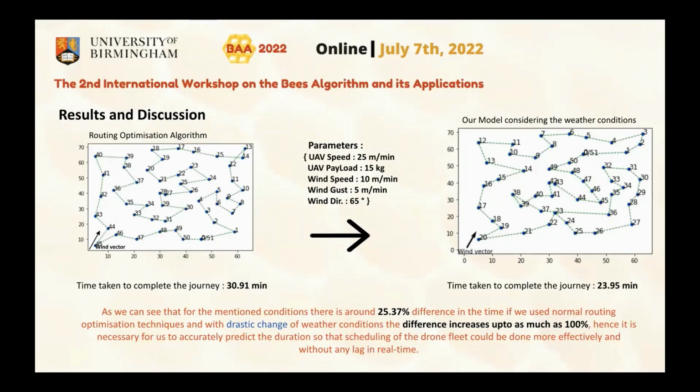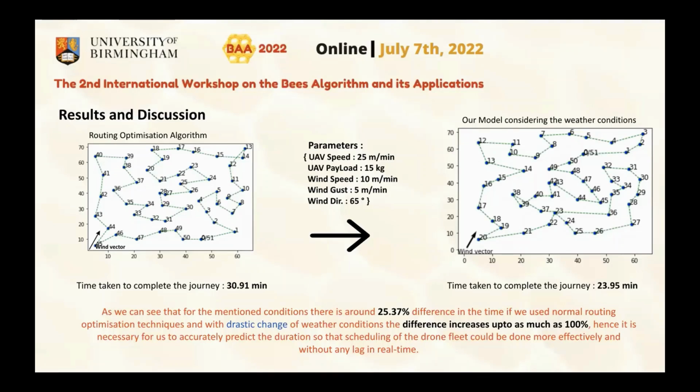So in this slide, we are mainly explaining the result and the discussion which somehow overcomes the problem of time lags in UV path optimization. We have already explained the approach of a solution. So basically, I am trying to explain the scenario with an example test case. We are considering a constant weather condition like UV speed around 25 meter per minute, UV payload is 15 kg, wind speed around 10 meter per minute, and wind gusts around 5 meter per minute. And the direction along the x-axis is 65 degrees.